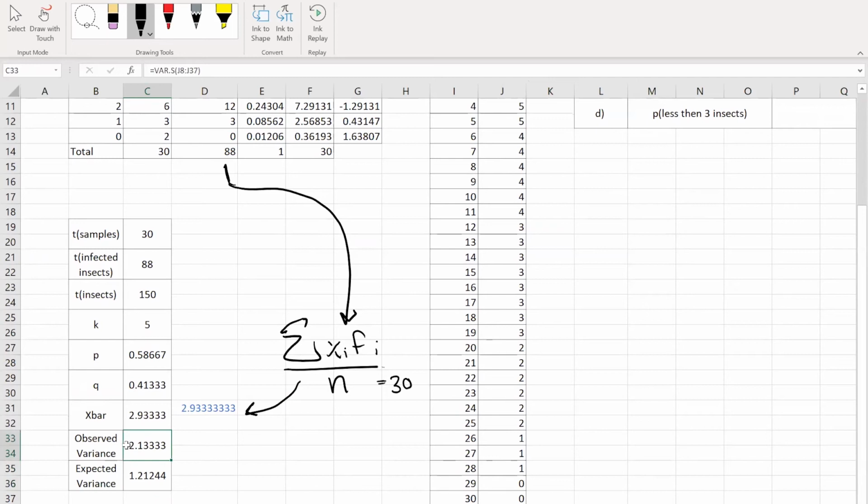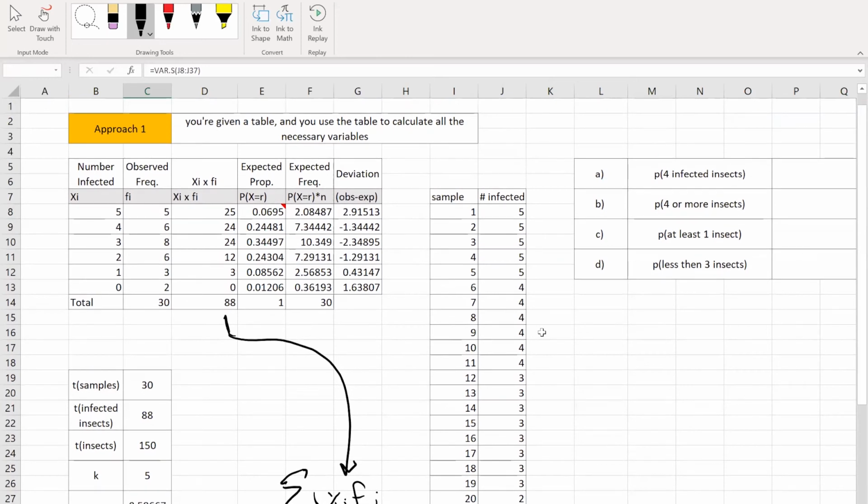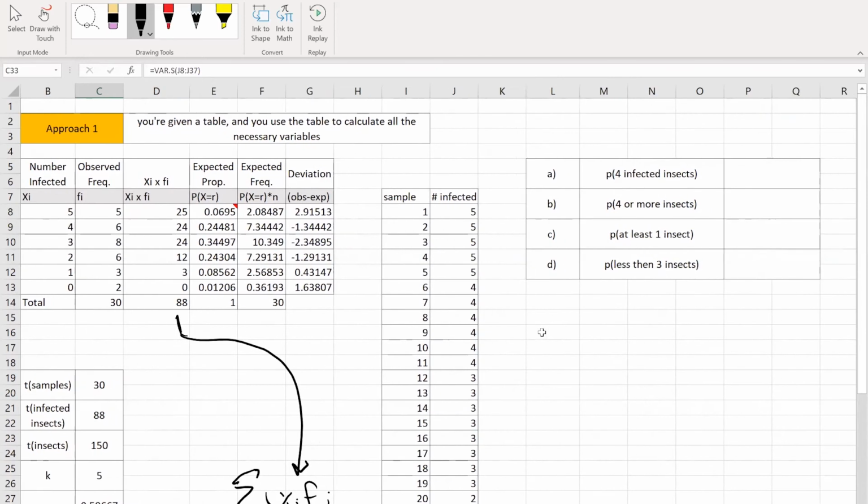So this is our actual variance for our sample, whereas this is how much variance we would have expected under a binomial distribution. And we see that they're a little bit different from each other. But again, like I said, I'm not going to ask you any questions about that because you can argue different things. It's not a really clear right or wrong answer.